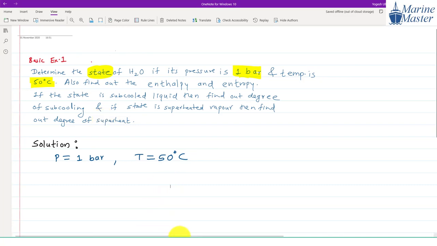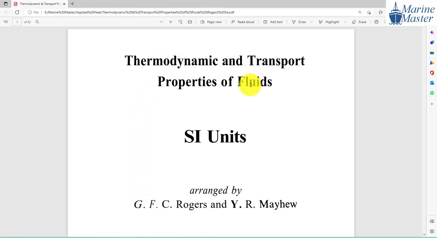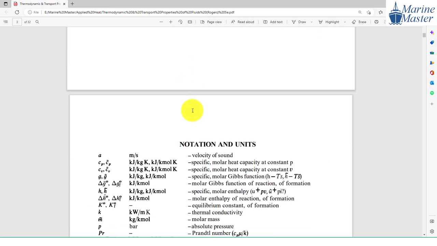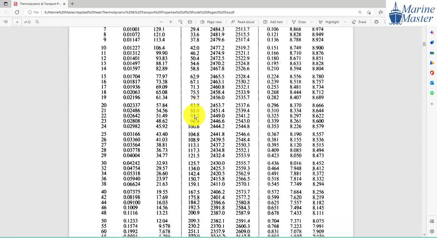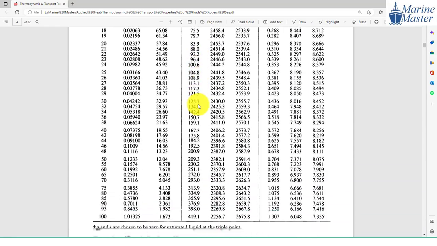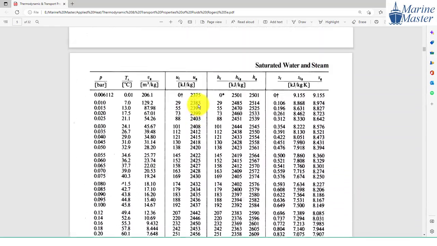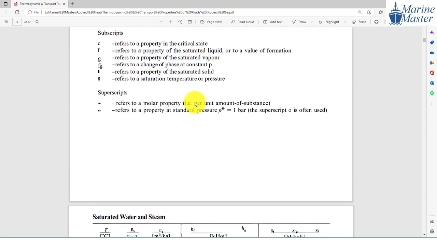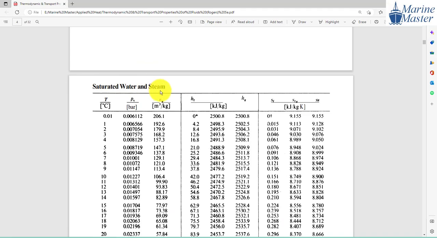So here we have a property table. This is our standard property table, and the same property table they are going to give us in the exam. If possible, take a printout of this property table; it will be very useful for you. This is the first table, saturated water steam, where the first column is temperature and the corresponding saturation pressure.